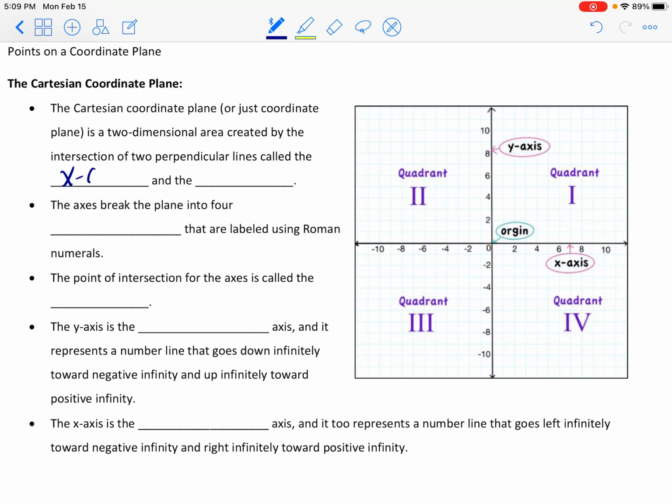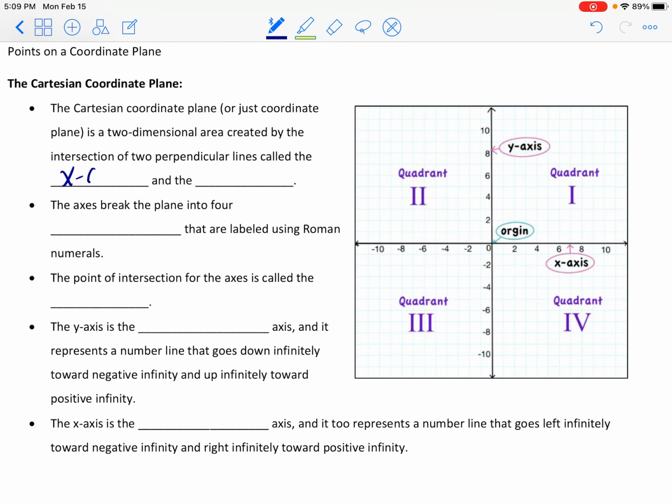That horizontal axis is just a number line, but instead of going infinitely up and down, it goes infinitely left and right. Infinitely to the left would be toward negative infinity, and infinitely to the right would be toward positive infinity. Okay, so this is the Cartesian coordinate plane, or just the coordinate plane. Again, we could just call it a graph, but it's created by the x and y axis.